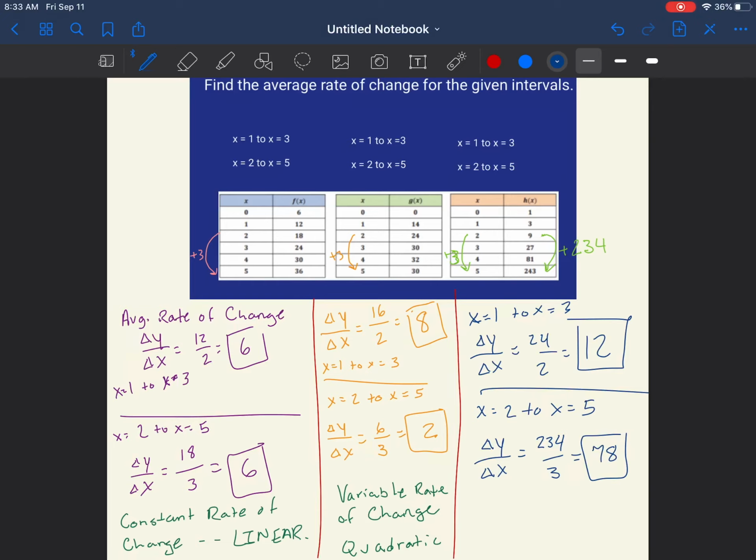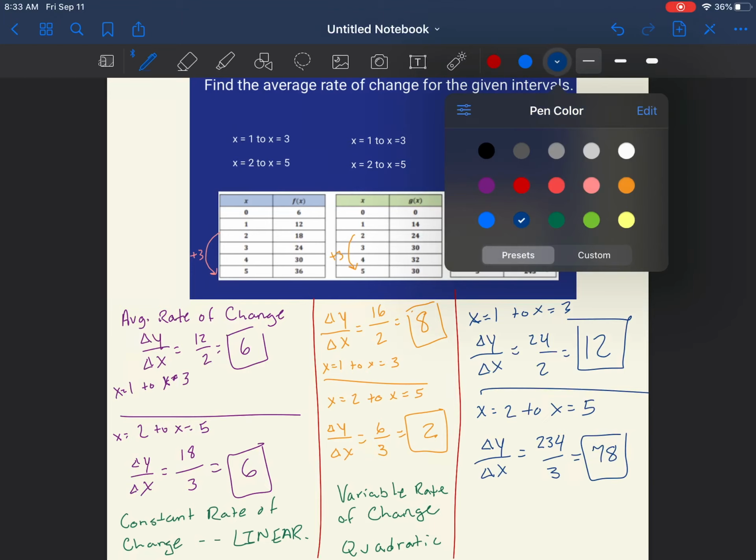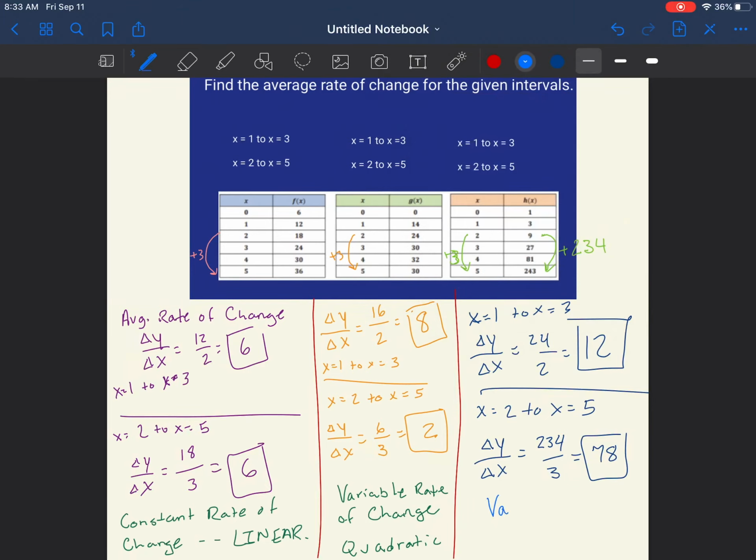So once again, this is not a constant rate of change. Notice these are different rates, different numbers. We talked about this in the other video, what type of function this is. This is a variable rate of change, meaning it is not constant. And this is what we call an exponential function. That'll be good for now. We've gone on long.